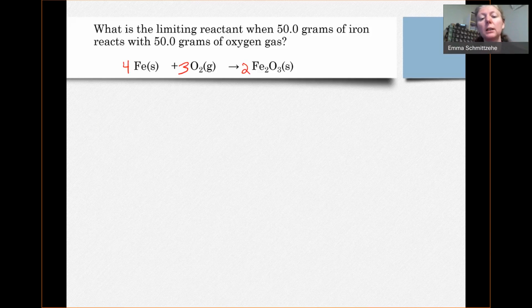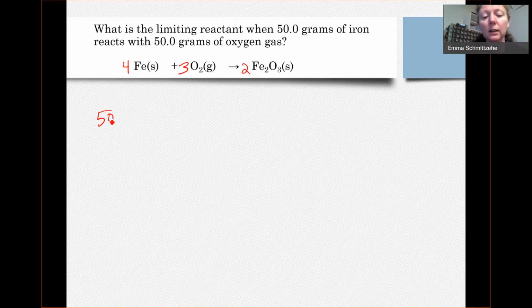So that tells me I need a 4:3 ratio of iron to oxygen, but that's in terms of moles. So I still can't just assume a limiting reactant from the grams. I'm gonna have to do calculations, okay? And so we'll just go ahead and do this using the reactant method. So comparing the reactants, we can pick either one of these. It does not matter. Let's just pick oxygen gas and start with that.